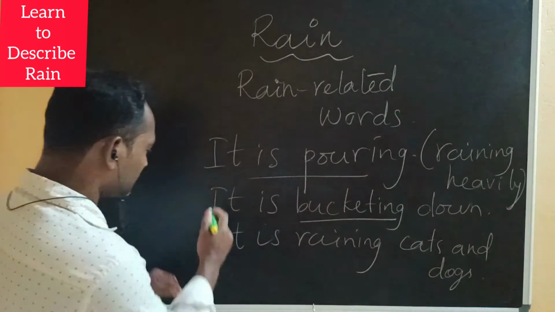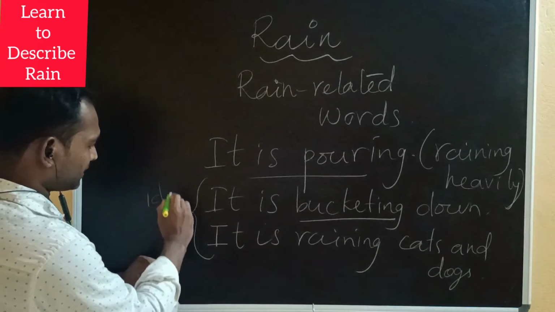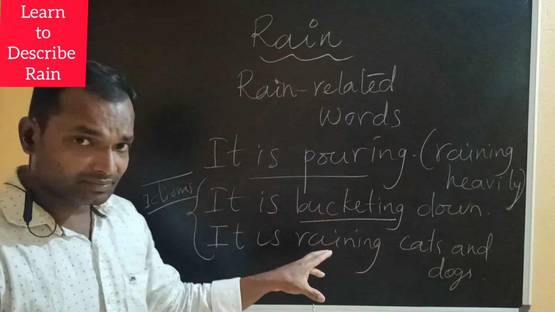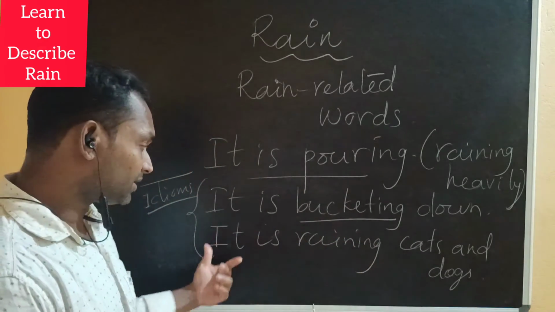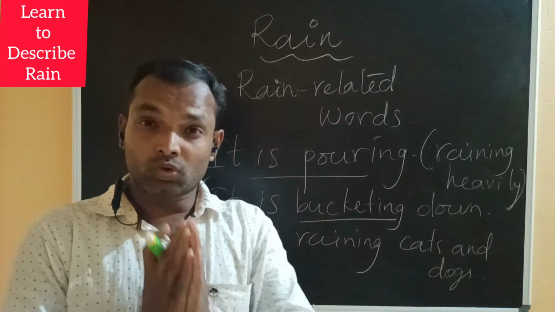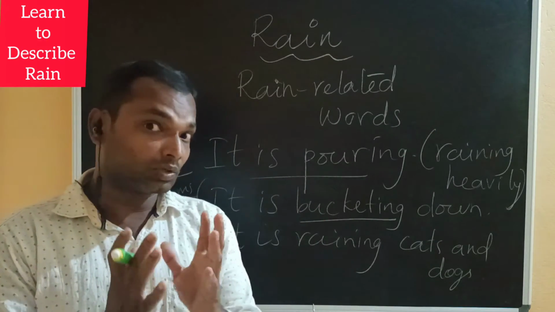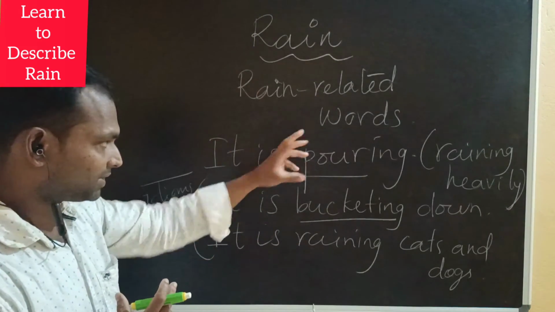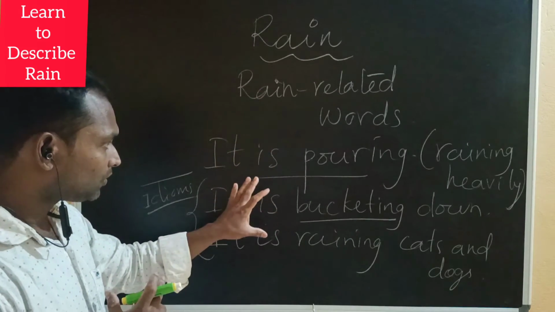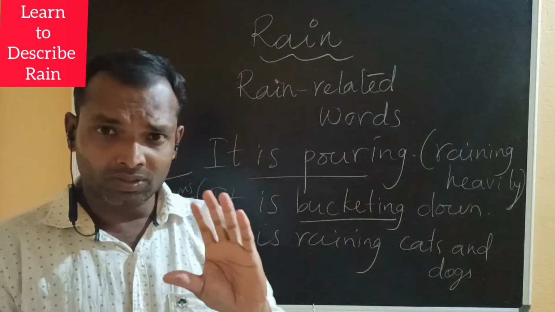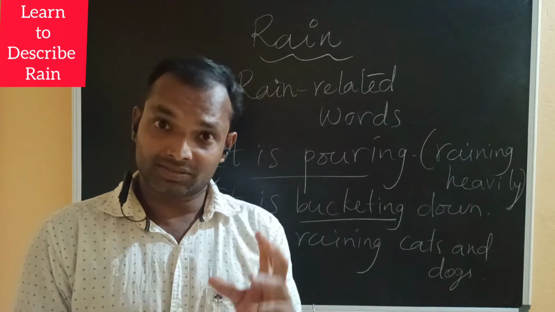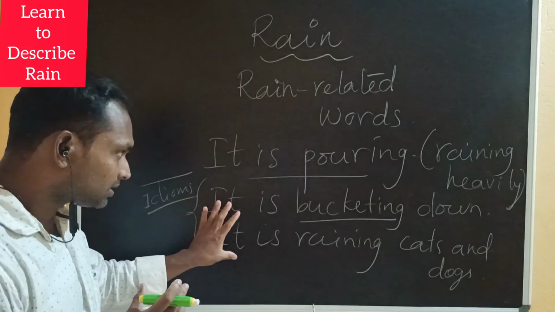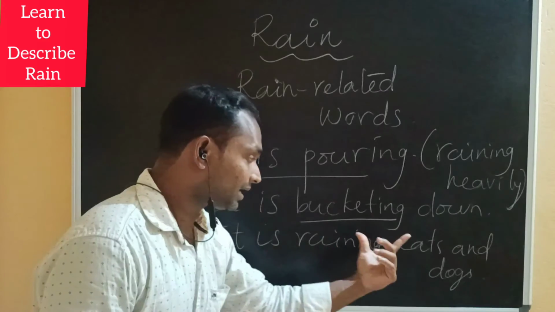It is raining cats and dogs. It is bucketing down. These two are idiomatic expressions. So you have to learn idioms. Idioms have hidden meaning, and idioms will surely embellish your language. These two idioms are rain related idioms. Embellish means add beauty to your language. So learn these two idioms.